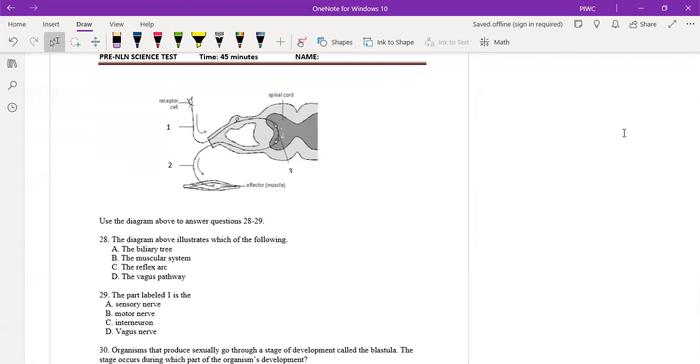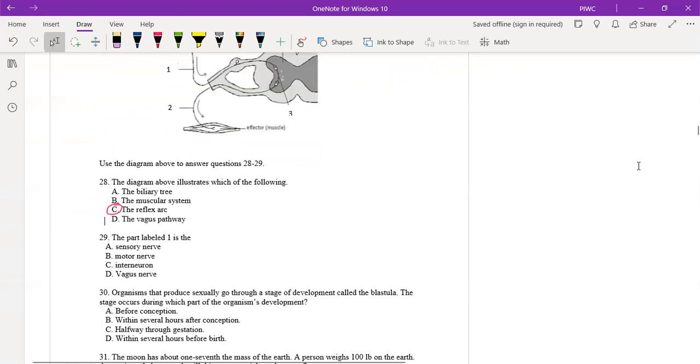Now this question is based on this diagram. Use the diagram above to answer questions 28 to 29. The diagram above illustrates which of the following: A, the biliary tree; B, the muscular system; C, the reflex arc; D, the vagus pathway. Reflex arc. Yeah, that's a reflex arc.